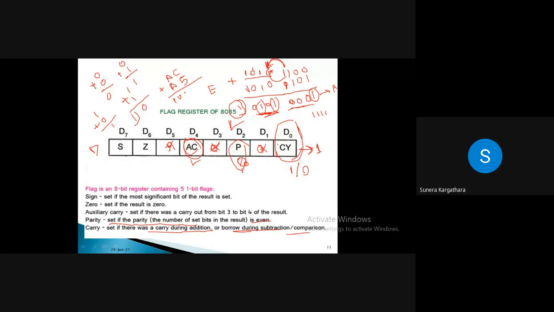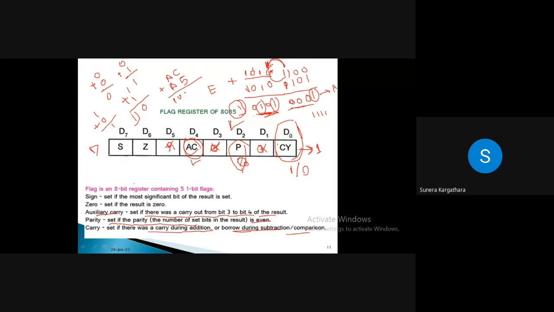Is it clear, student? When will the auxiliary carry flag be set? If there was a carry out from bit 3 to bit 4. Here, during the addition of 8 bit, if carry is propagated from the lower order 4 bit to higher order 4 bit, at that time, if this kind of operation is there, your AC, auxiliary carry flag, will be set to 1. Is it clear, student? Yes. AC is clear, student, correct?